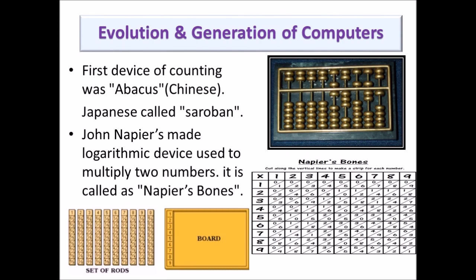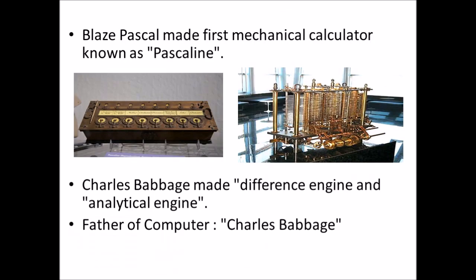In 1617, John Napier made a calculating device that consists of rectangular rods called Napier's bones, and these rods are made of carved bones used for addition, multiplication, division, etc. Here you can see a table, and these are the set of rods that are made with carved bones. So John Napier made a logarithmic device used to multiply two numbers, and it is called Napier's bones.